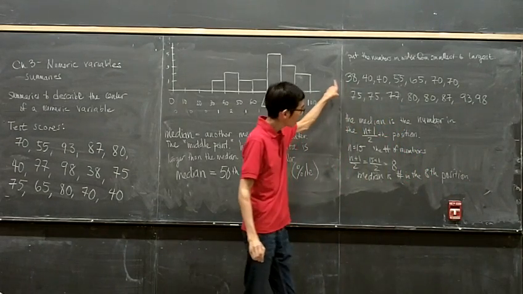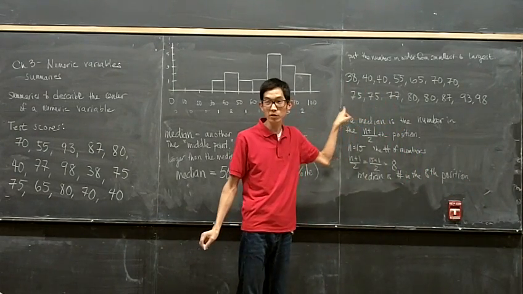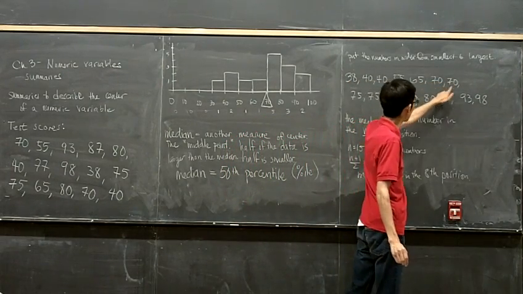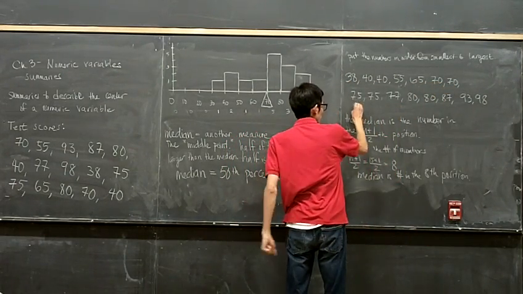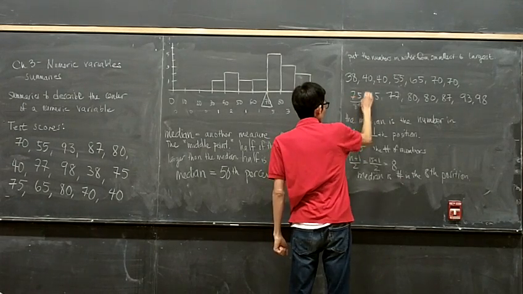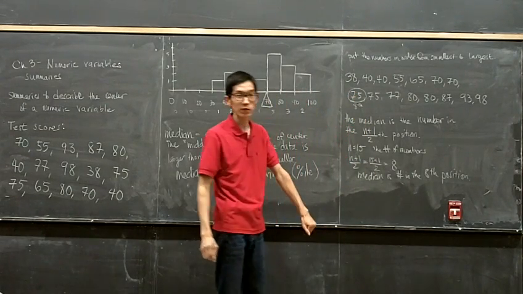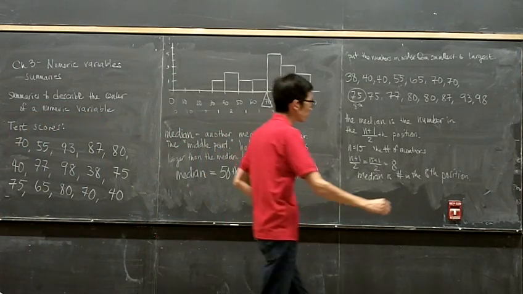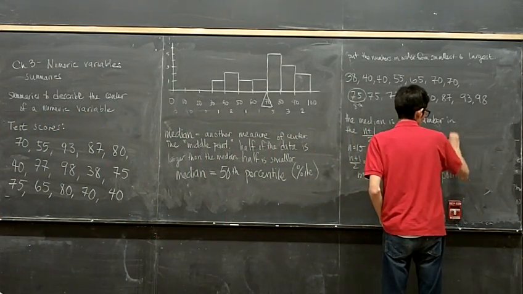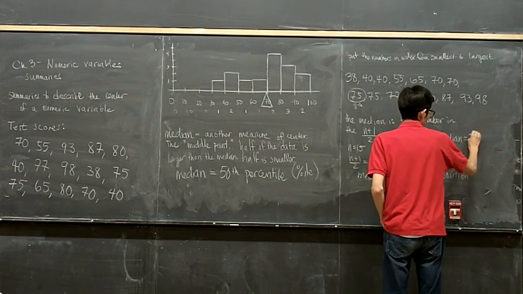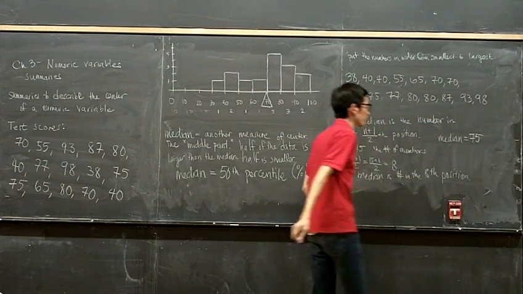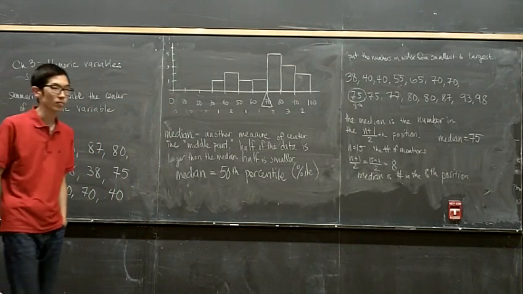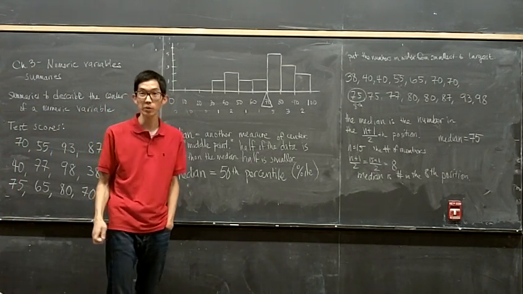Alright, so I've put these in order from least to greatest. So this is 1, 2, 3, 4, 5, 6, 7, 8. This is my 8th place number. So my median is 75. Are there any questions on that?